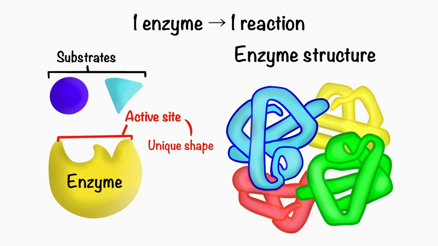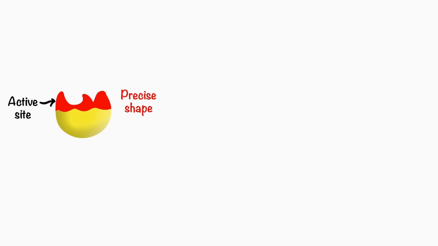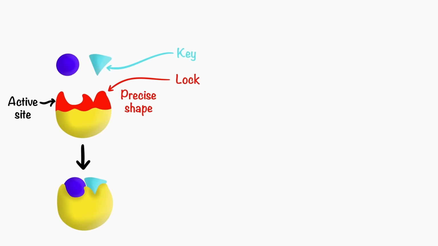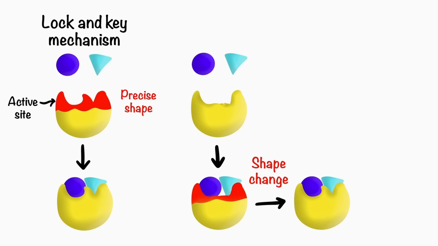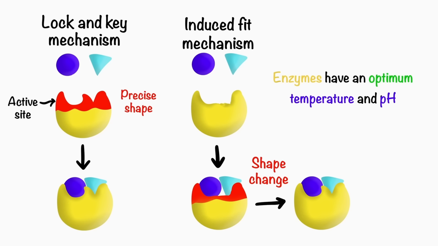Each enzyme typically catalyzes just one type of reaction. This specificity comes from the precise shape of the active site, which only allows certain molecules to fit, similar to how a key fits into a lock. This lock and key model helps explain enzyme specificity, though the actual mechanism is slightly more sophisticated. When a substrate enters the active site, the enzyme adjusts its shape slightly to create an even better fit, a process called induced fit.